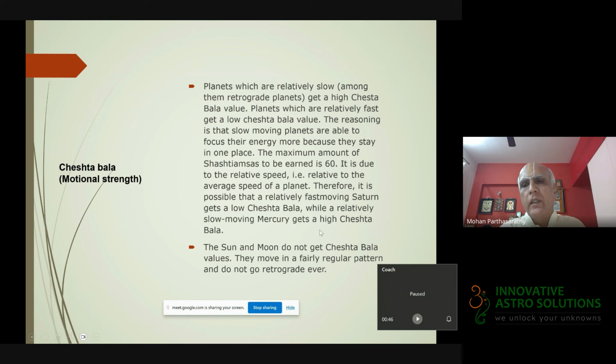Sun and Moon do not get Cheshtabala values. They move fairly in a regular pattern and do not retrograde. So there is no Cheshtabala.